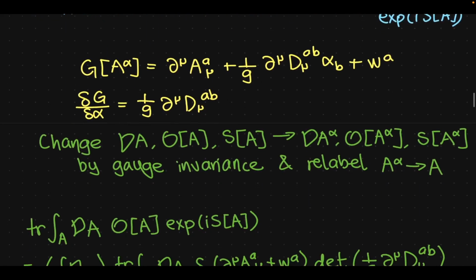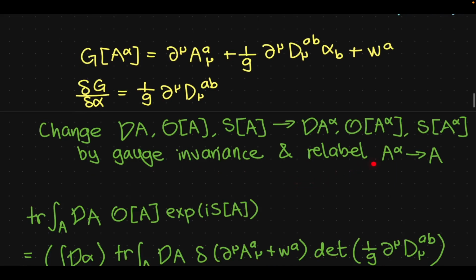Now what we're going to do is change dA, O of A, S[A] into dA alpha, O of A alpha, S[A alpha], because all of these are gauge invariant. The measure, dA, is gauge invariant because we're path integrating over all possible gauge fields. O of A has to be gauge invariant because we're trying to find a correlation function of that, and for O of A to be an operator of this theory, it has to respect the gauge symmetry. And S, the action, is naturally gauge invariant because this gauge transformation is a gauge symmetry.